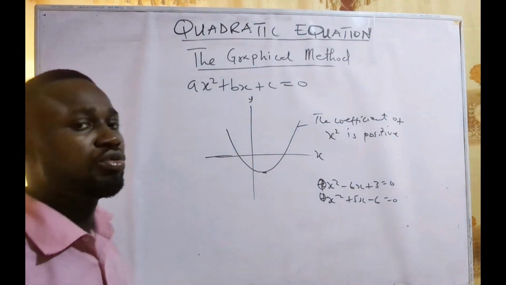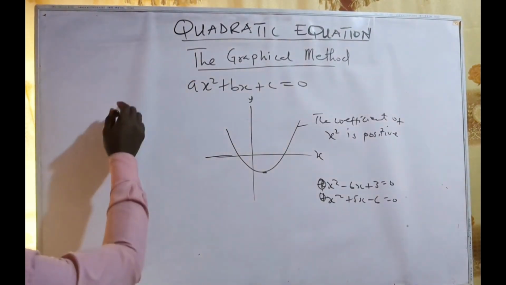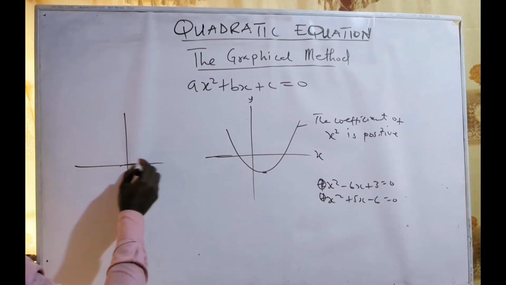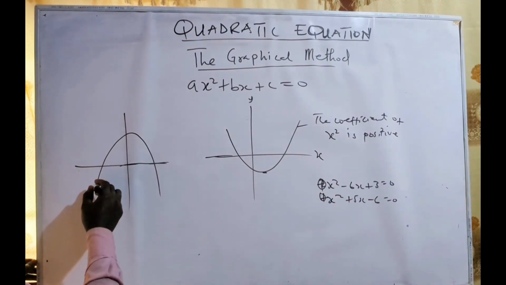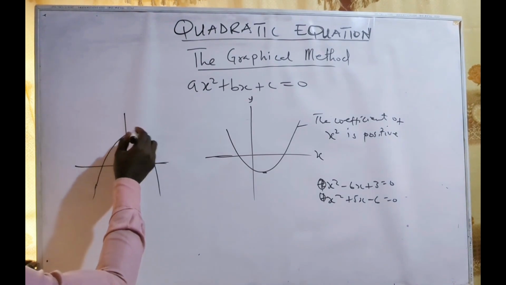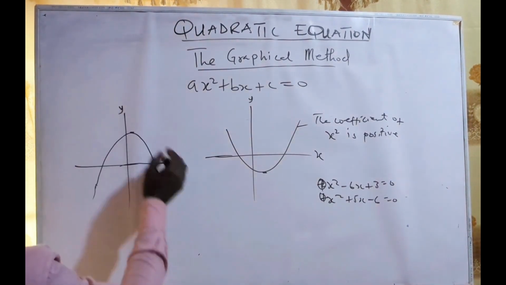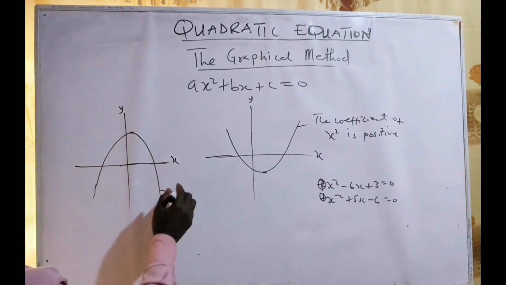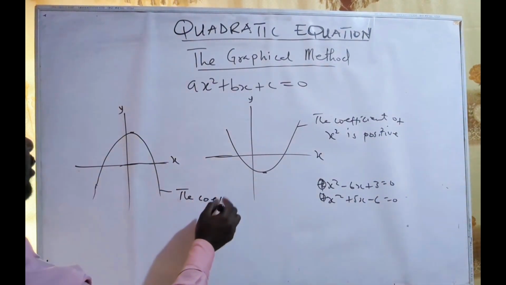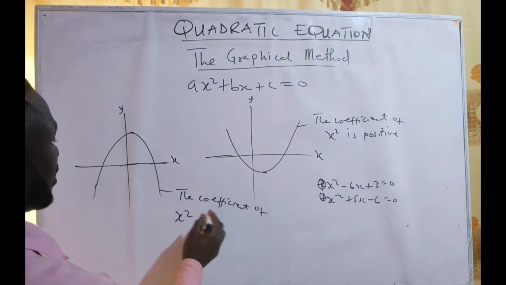And if you also want to look at when the coefficient of the s squared is negative, that one will have an end shape like this. If your curve turns like this, where we will have the maximum value of y, then the coefficient of the s squared is negative. It's negative.